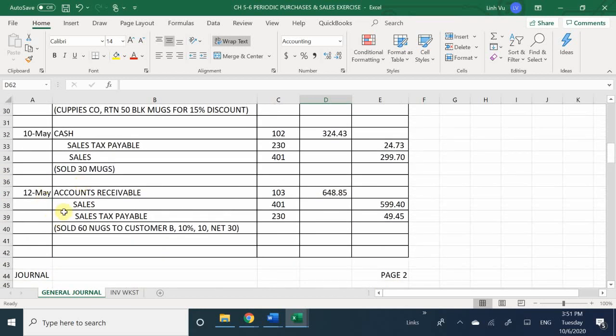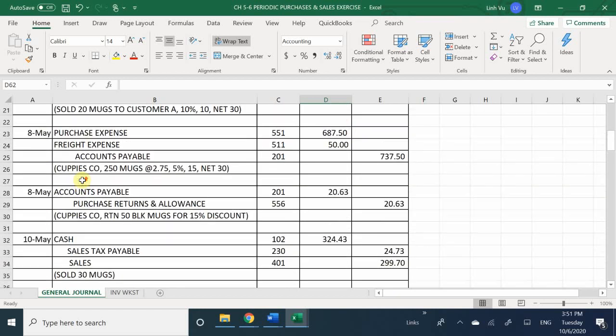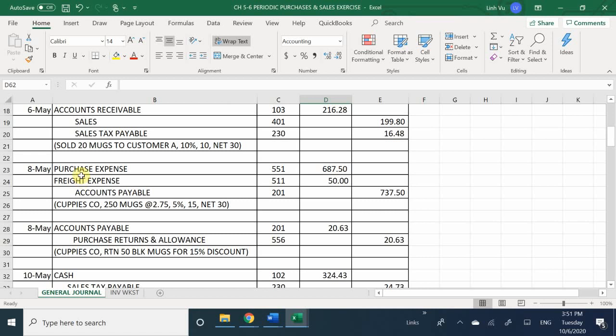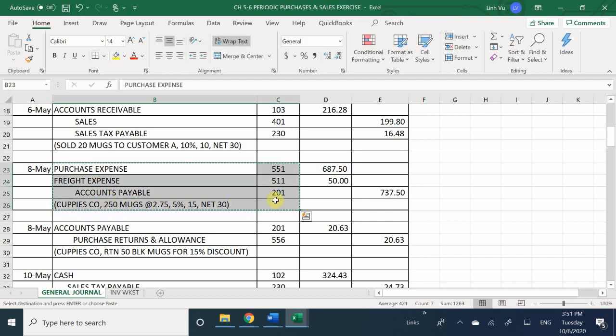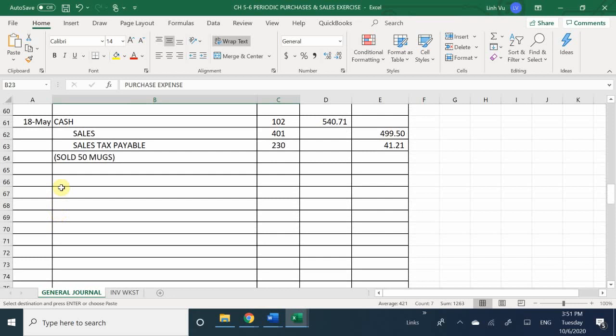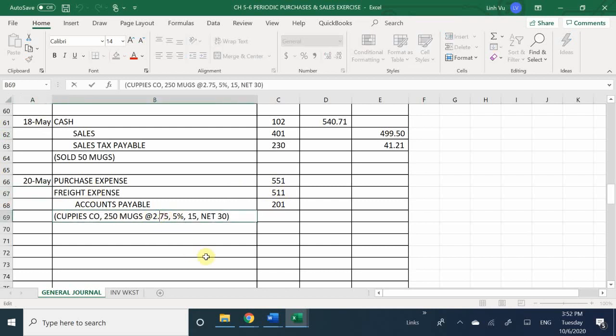So we are going to start with our accounts payable. No, sorry, we're going to start with our purchase expense. Good. Purchase expense first. Yes, because we're purchasing it. Correct. And our freight expense will go below that. So we got purchase expense for 551, freight expense for 511, and accounts payable 201.